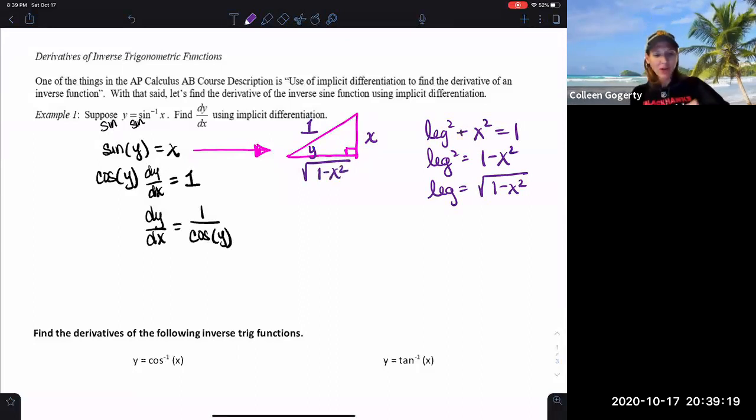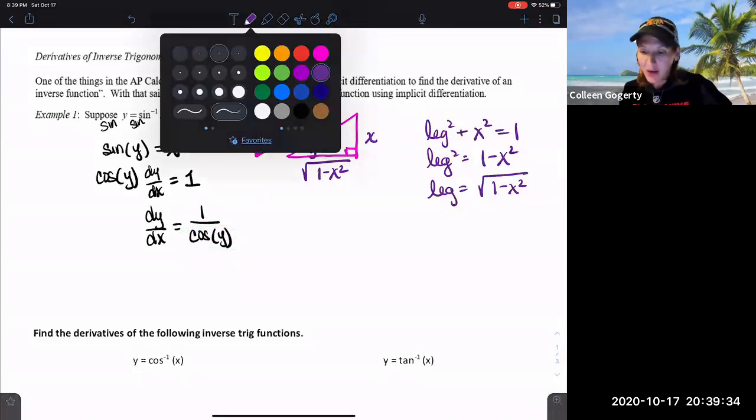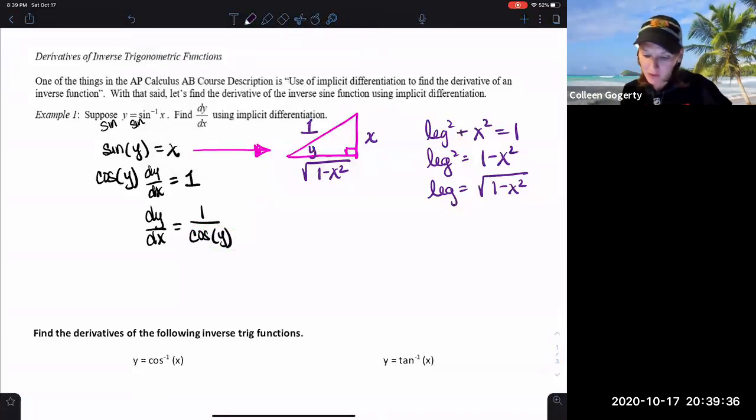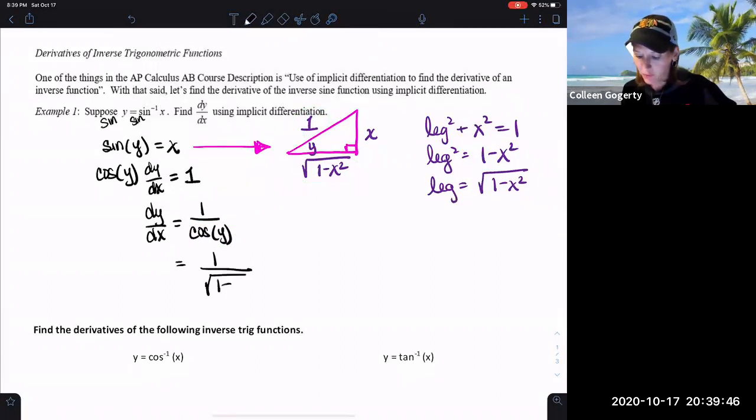Now, why do I want to know that information? Well, come back down to here. Can you tell me now what is cosine of y? If we look at this picture up here, we now have a representation for cosine of y. Cosine would be adjacent over hypotenuse, so the cosine of y is the square root of 1 minus x squared, divided by 1.